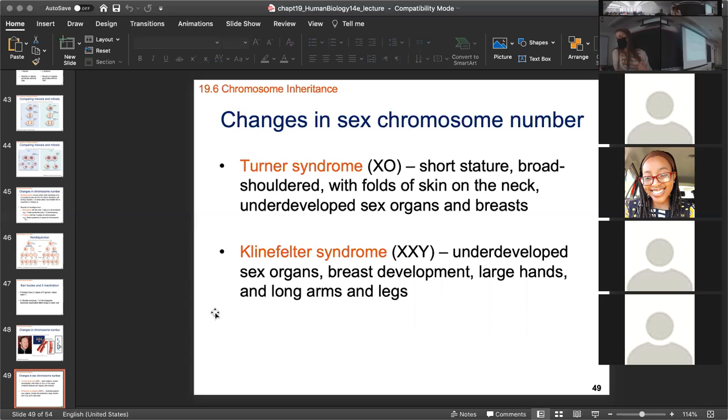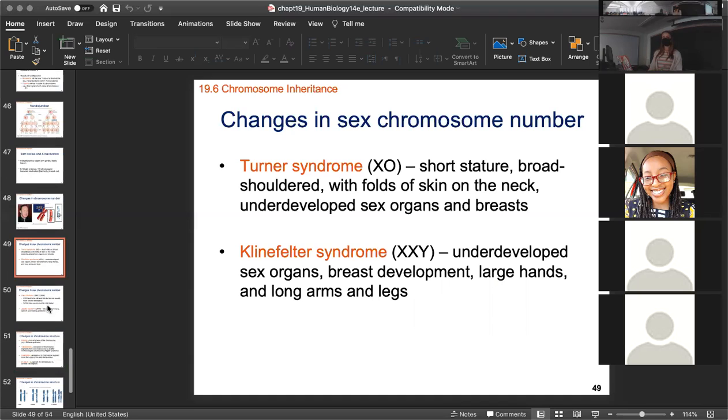The Klinefelter syndrome, this is when there's an extra X chromosome. So this is indicated by XXY. This is an underdeveloped sex organ and breast development. They may have large hands and long arms and legs if somebody has that type of syndrome.